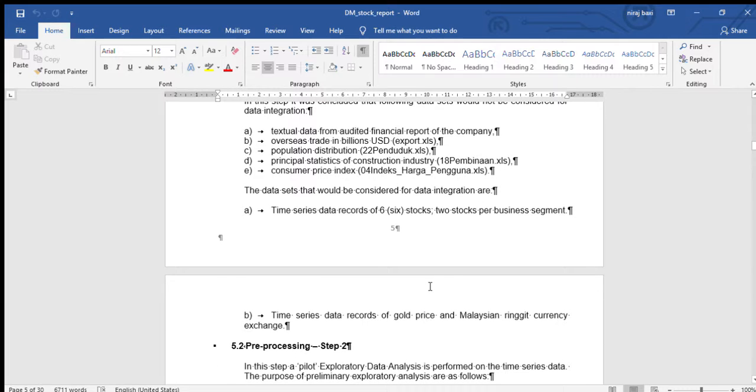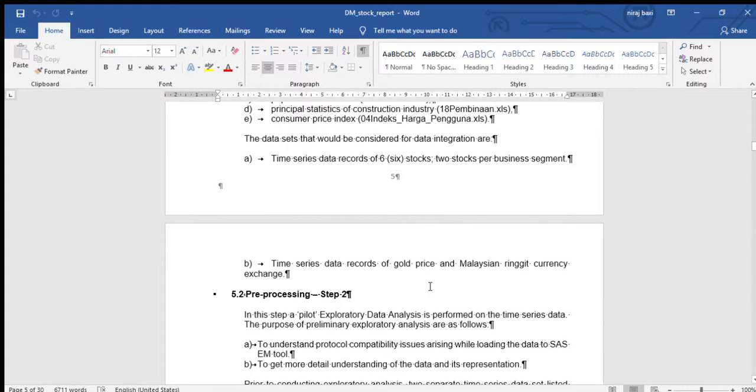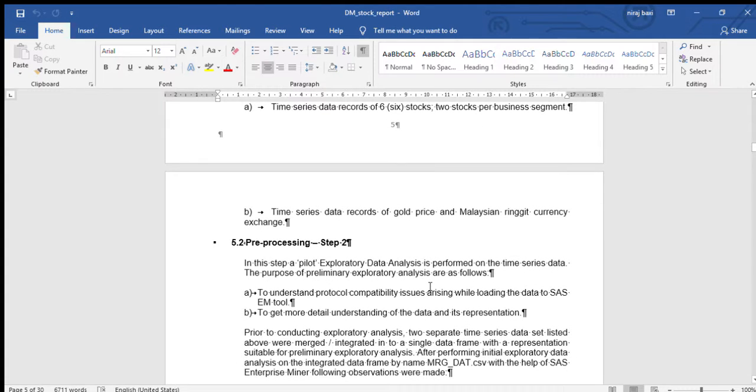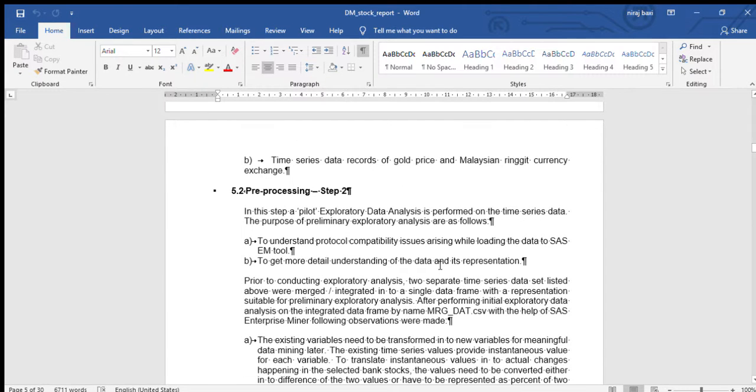We concentrate on the 6 stocks and the time series of the 6 stocks, gold price and the currency exchange price, and try to integrate them together and reap the best value from the data mining exercise. Basically, all that we are going to do needs to be aligned back to the hypothesis evaluation and the hypothesis that we set forth at the beginning of this report. In pre-processing, the dropping of the data and selection of the collected data was done in step 1.